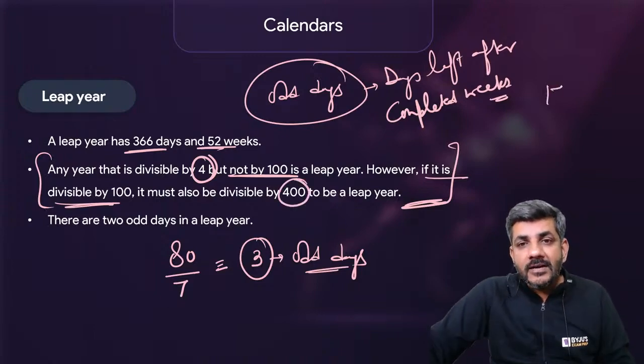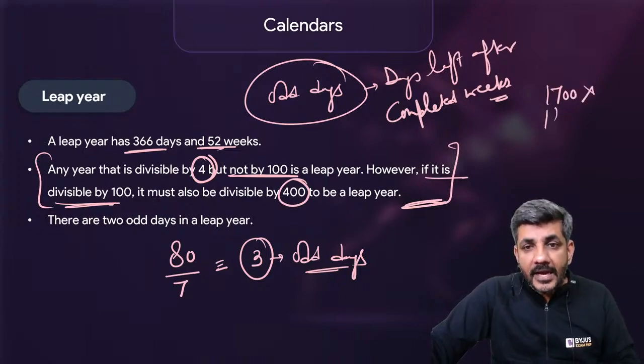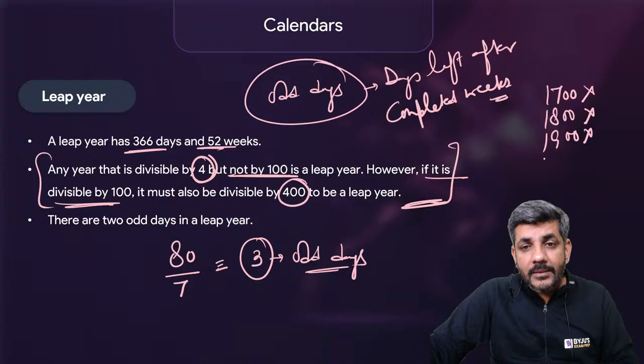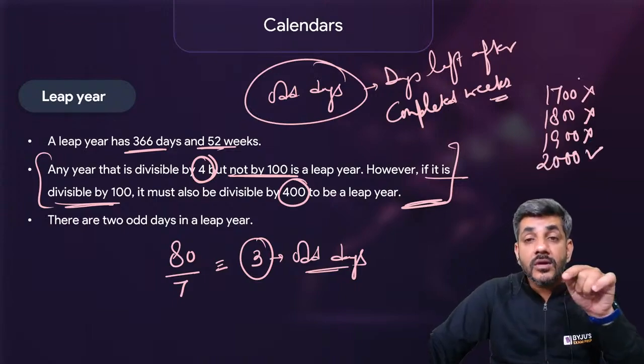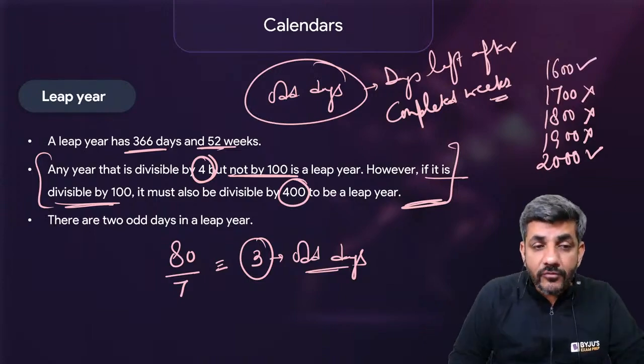Matlab 1700, though it is divisible by 4, it is not a leap year. 1800, though it is divisible by 4, it is not a leap year. 1900, though it is divisible by 4, it is not a leap year. 2000 is a leap year because it is divisible by 400. 1600 was a leap year because it is divisible by 400.